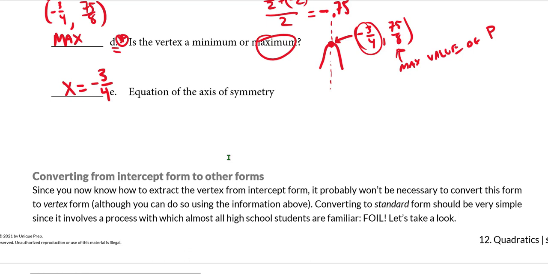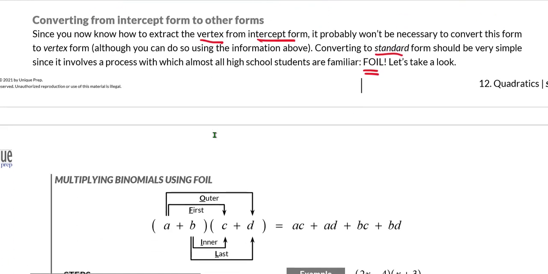Down at the bottom, converting from intercept form to other forms, we already talked about how we find the vertex from intercept form. So converting to vertex form to see the vertex probably shouldn't be necessary. If you want to convert to standard form, well, that's a process we all know and love and have been dealing with probably since, I don't know, 6th or 7th grade, foiling, which we are going to talk about at the top of the next page.